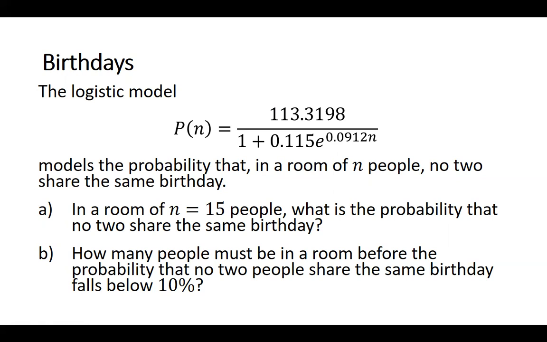But we're going to take a look at this and see, well, what is the probability that no two share the same birthday if you have 15 people in that room? The other thing we're going to look at is how many people must be in a room before the probability that no two people share the same birthday falls below 10%. So basically, how many people do you need in the room to make it 90% certain that at least two people are going to share the same birthday?